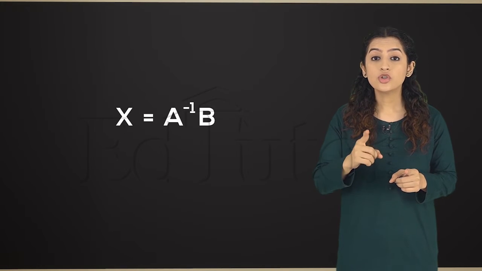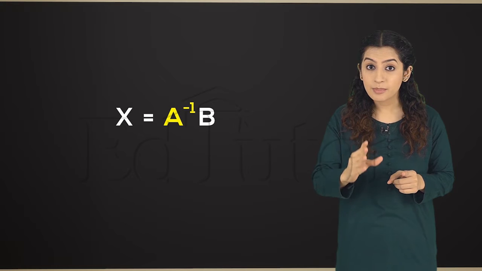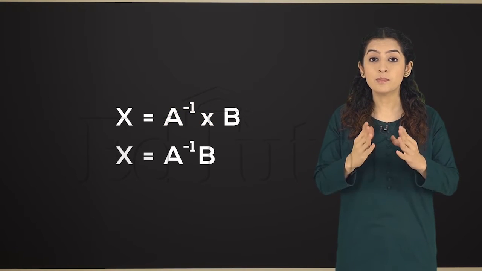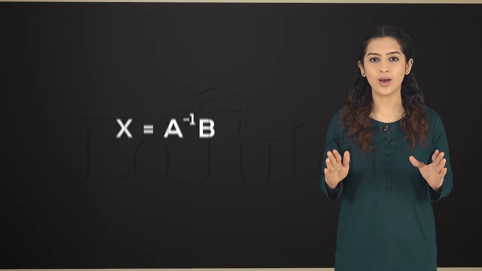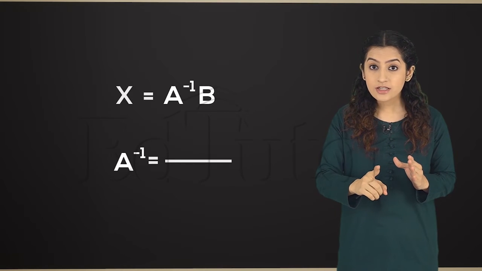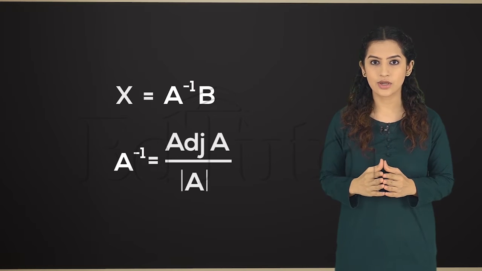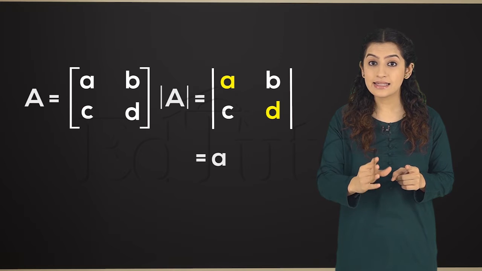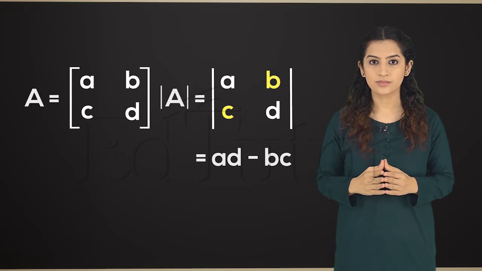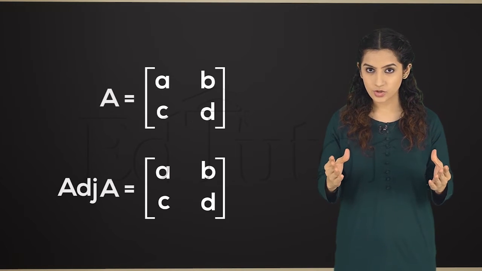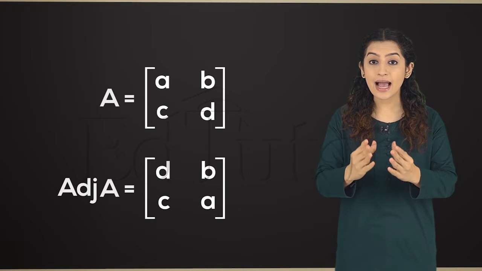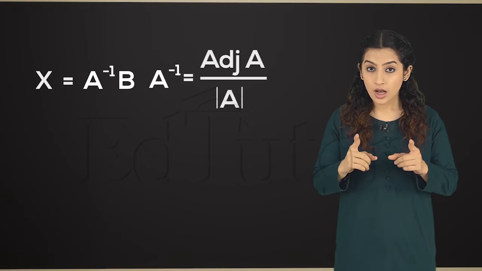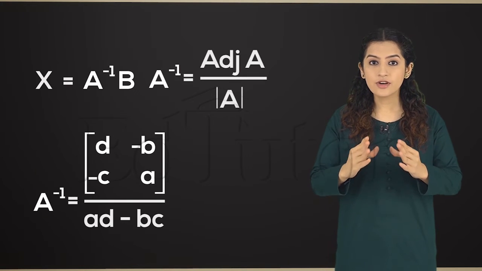To use the formula, you only need to find one inverse and perform one multiplication. This inverse is what gives this method the name matrix inversion method. Well, let's start solving. The inverse requires the determinant and the adjoint. The determinant can be found by cross multiplying these two minus the product of these two. And the adjoint is obtained by interchanging the diagonal entries and changing the signs of the other two entries. Put them in the formula to obtain the inverse of A.